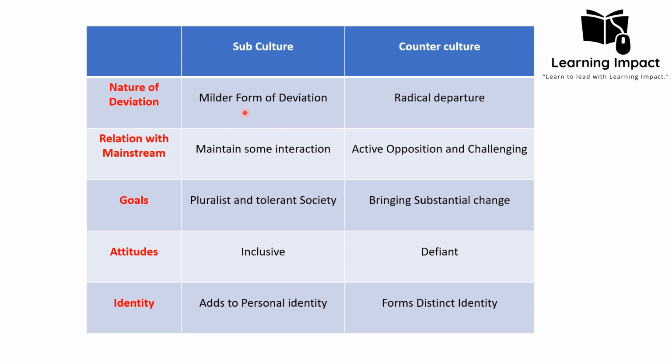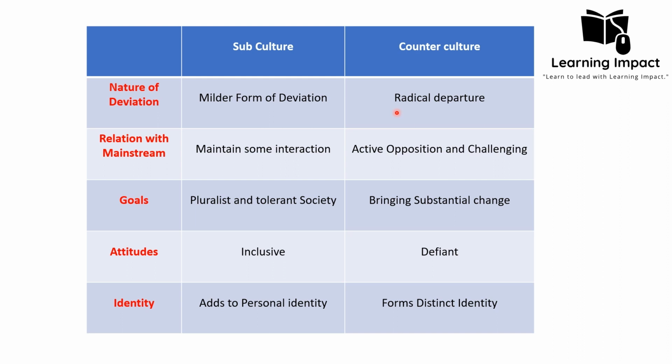Okay, then nature of deviation. Subculture also shows some deviation from the dominant culture, but this deviation is so mild that it is not considered a culture that is against the practices of the dominant culture. It is just this milder form of deviation that gives the subculture a unique identity. But in case of the counterculture, this departure is radical. It is at an extreme point.